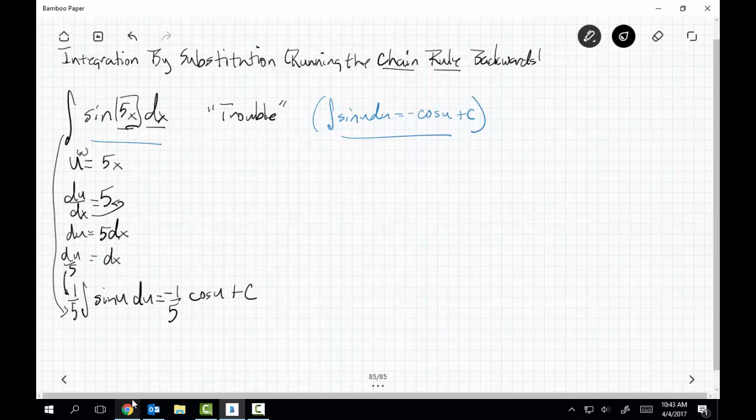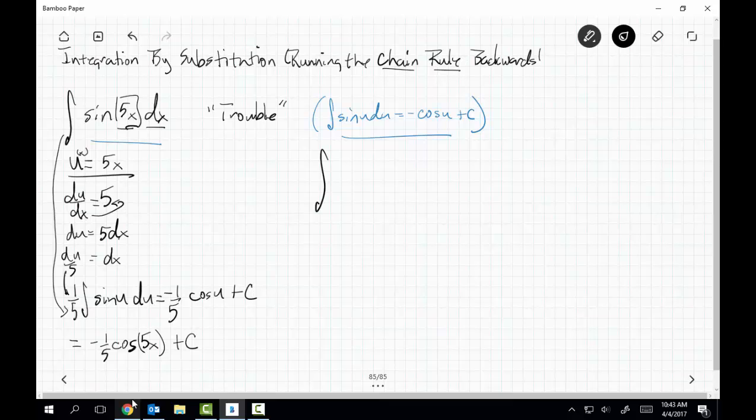Now, if you don't believe yourself, take the derivative. Oh, wait, except this is in terms of u. Wait, this function was in terms of x. However, will I get back? Well, u is just equal to 5x. So I can rewrite this as negative 1/5 cosine of 5x. I'll put it in parentheses because I wrote it so poorly, plus c. Now I'm done.